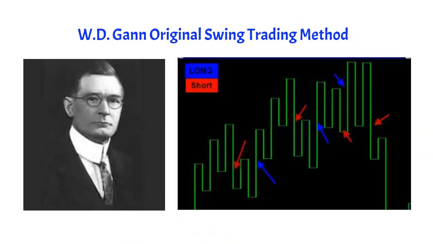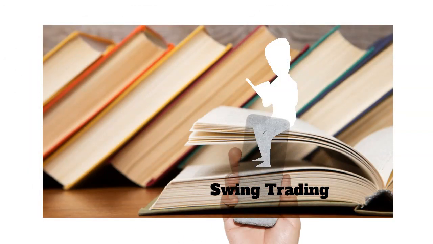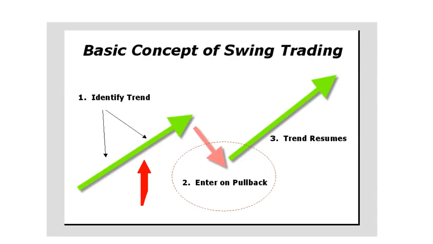It was popularized by the legendary W.D. Gann in the early 20th century, who made millions on the stock market after defining his own unique set of rules and applying them to futures contracts. Many books have since been written about this technique, each containing variations of the one overriding theme: identify a trend, wait for the pullback, and hop on for the ride when the trend resumes.